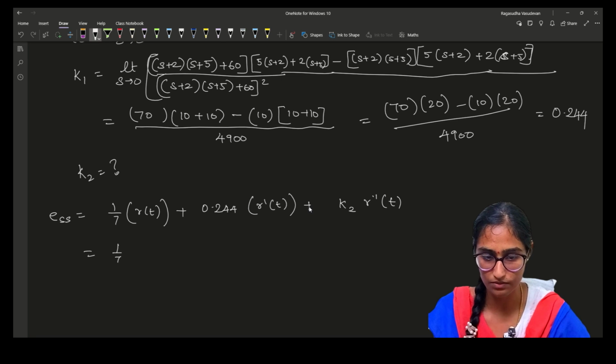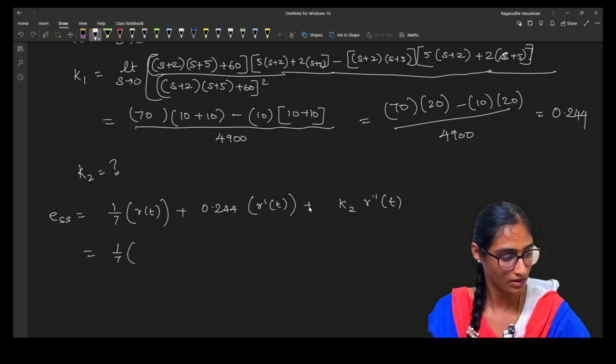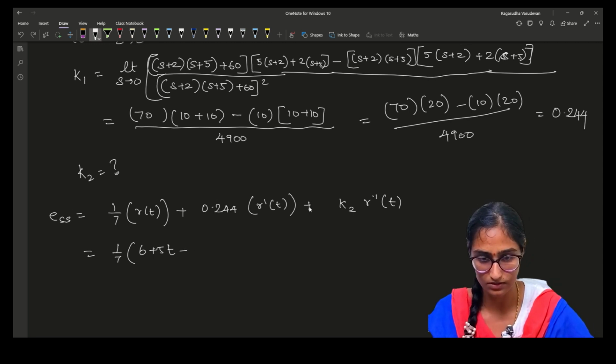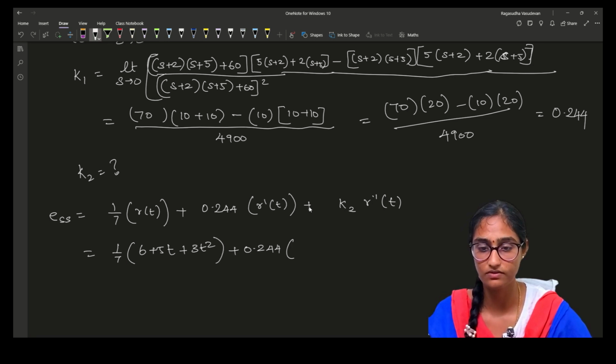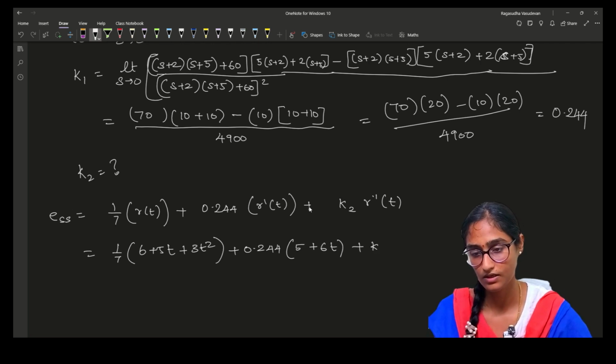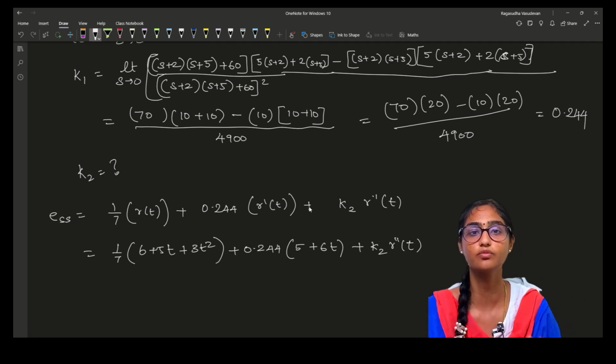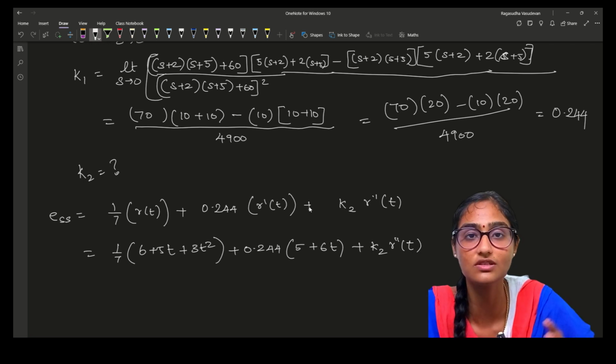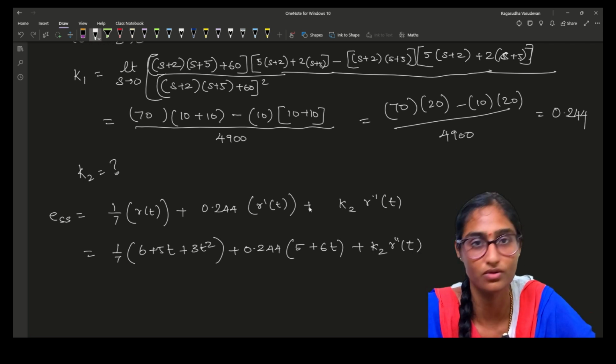Okay, so it is 1 by 7 into 6 plus 5t plus, okay, 6 by 2 is 3, right? I'm just going to put it like this, plus 6t square, plus 0.244 into the first derivative, which is 5 plus 6t, plus K2 into R double dash of t. Again, a pretty simple technique, but you just need to be patient and do the differentiation part. Okay, so this is how you deal with dynamic error coefficients.